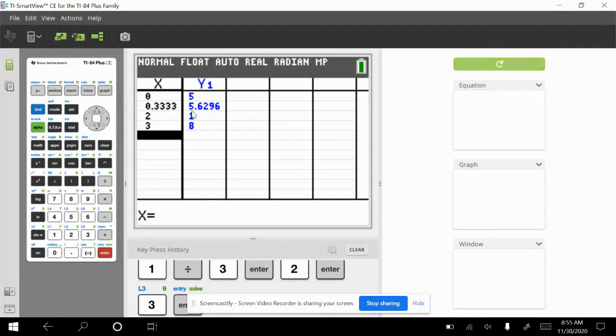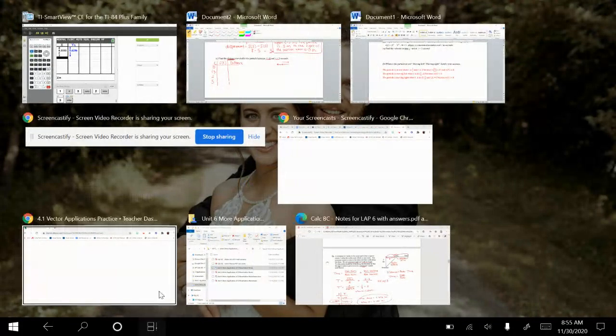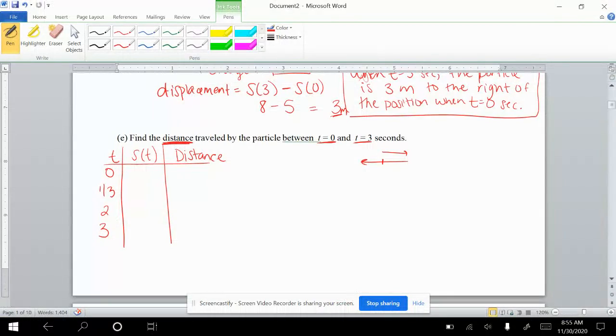So we're at 5, 5.6296, 1, and 8. So I'm going to come back to my screen here. We've got 5, according to our table. 5 point, I'm going to just round out to the third decimal because that's what they want us to do on the AP test. 1 and 8. Okay, so this is the position of the particle at each of these time increments. So from 0 to 5, you can think about it as going right 5 units. So that's that. 0 to 5. The distance is 5 units.